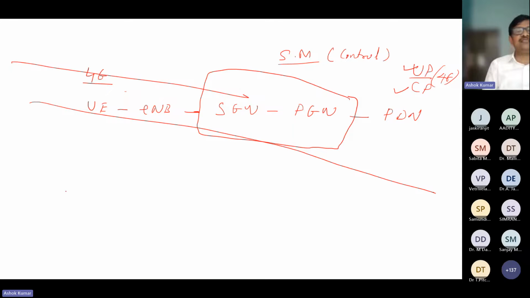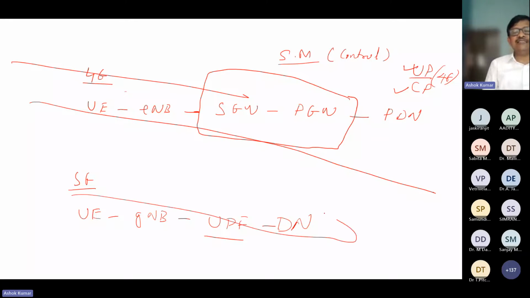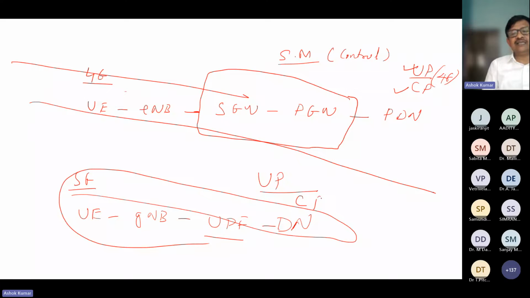Like in 5G, your user plane is from user equipment to gNodeB to UPF and then to a data network, any data network. So here UPF does not have any control function. It is just user plane. So in 5G, UP, that is user plane, and CP, that is control plane, are completely segregated. Understood? Do you have any supplementary question?